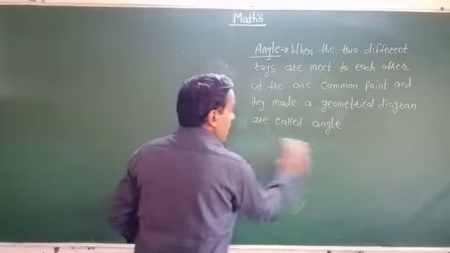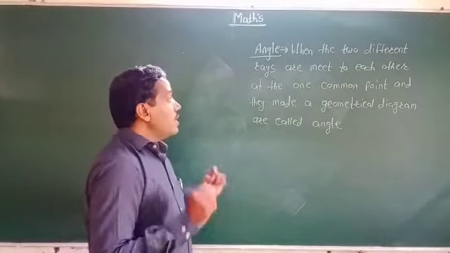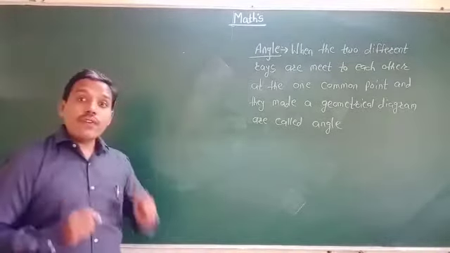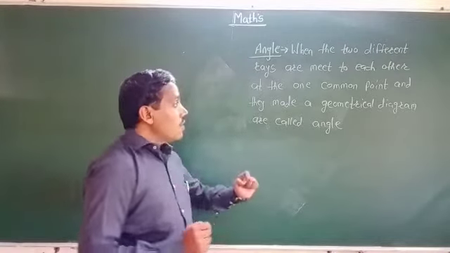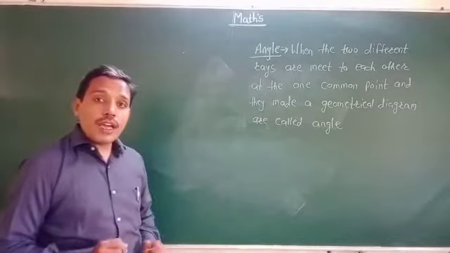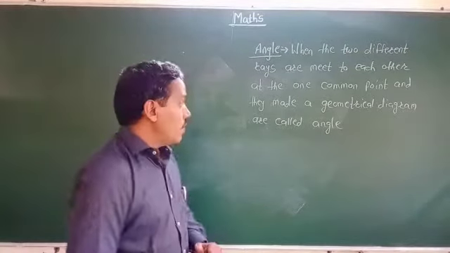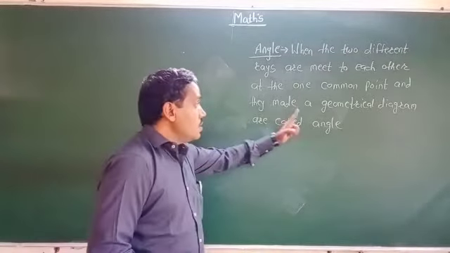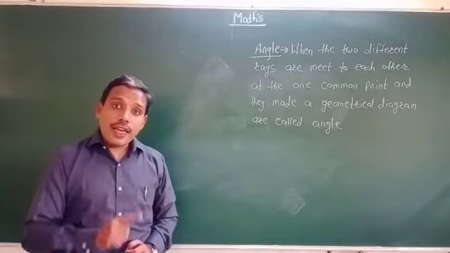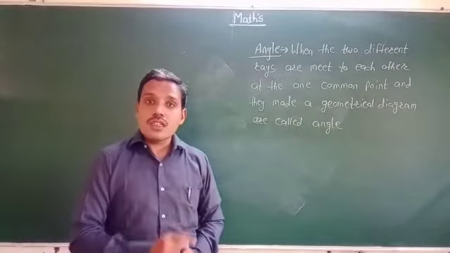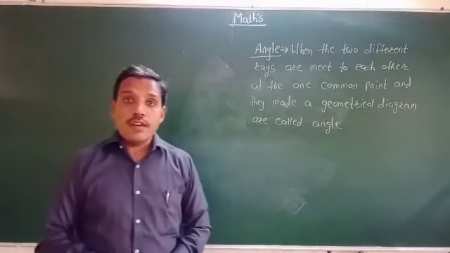So, what is meant by angle? When two different rays, दोन वेगवेगळे किरण, meet each other at the one common point, एकमेकांना एका कॉमन पॉइंट मध्ये येऊन मिळतायत, and they make a geometrical diagram, it is called an angle. जर ते एक geometrical diagram तयार करत असतील तर त्या geometrical diagram ला आपण angle असे म्हणतो.